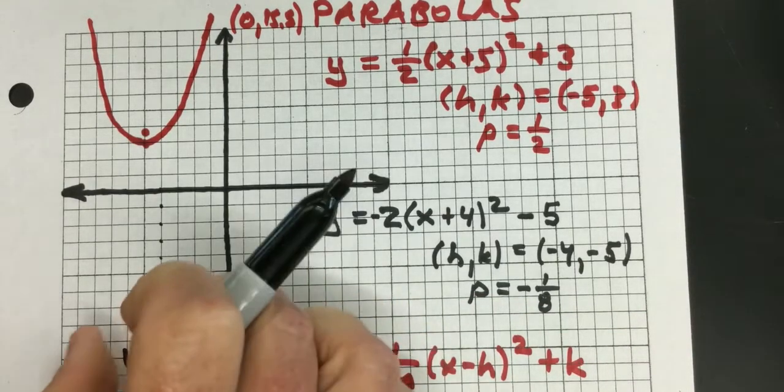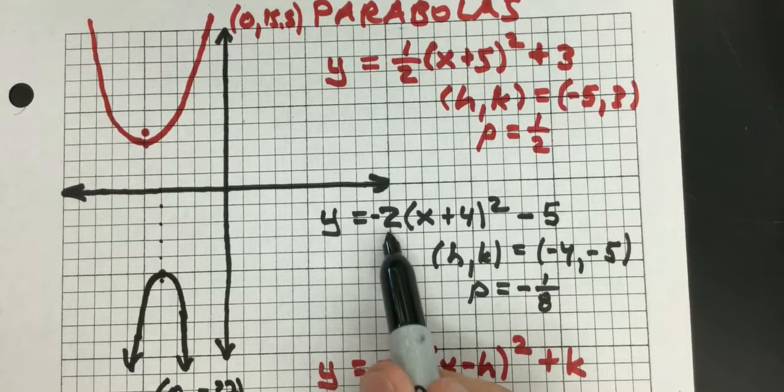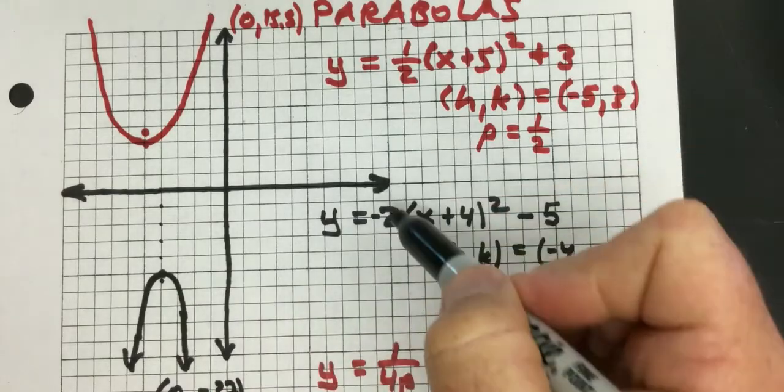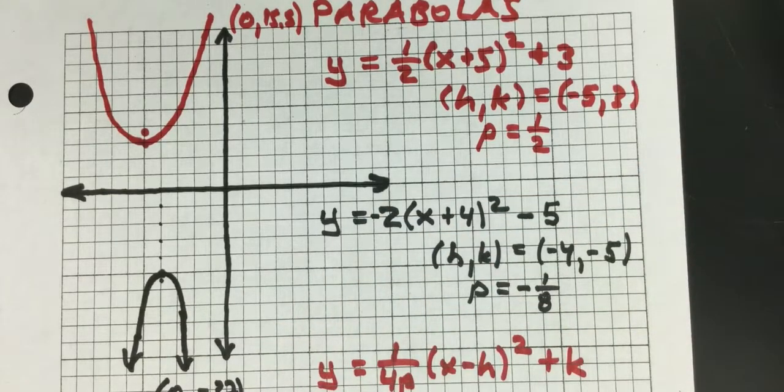So this parabola is skinnier because the absolute value of this coefficient is larger. So that makes the parabola skinnier. And it's negative, so it opens downward. So that would be how to plot that parabola.